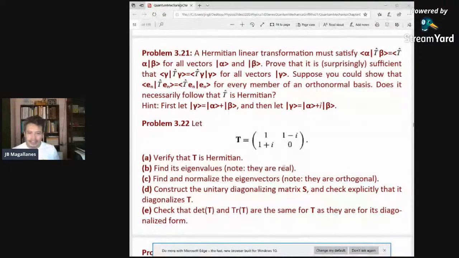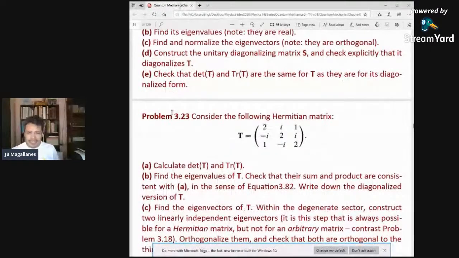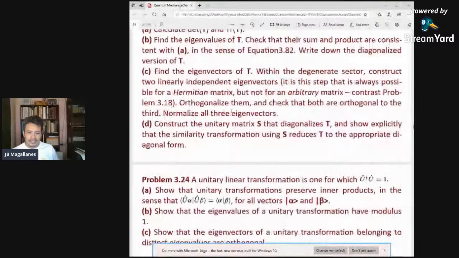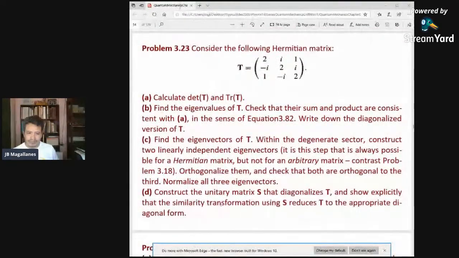At your convenient time, you can also solve 3.22. Do 3.22. Verify that this is Hermitian. Of course, you can see that it is, but can you find its eigenvalues? You can find the normalized eigenvectors and so on. And you can also do this for this matrix. You can do the things here. And there's also another problem here, 3.24.